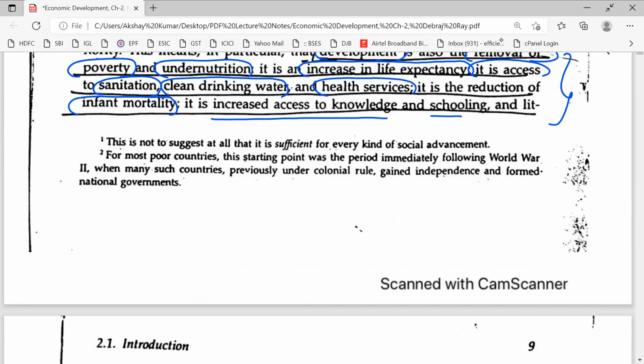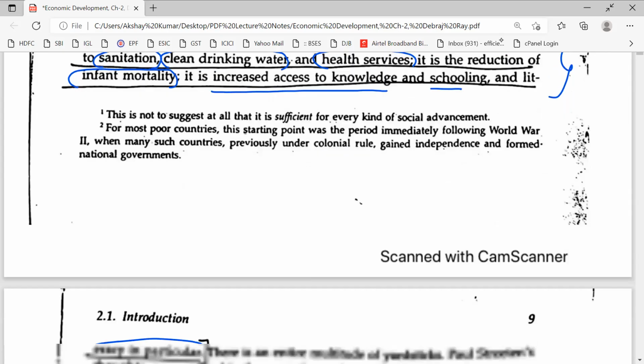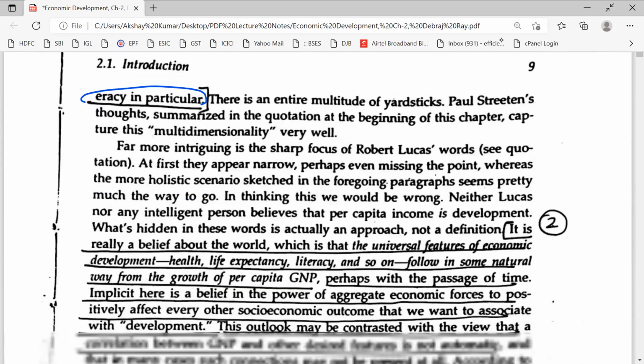And guys, on the other hand, the reverse also is important. If I say that the economy's social indicators are very good, but income is very low, then also the economy is not said to be developed. Development demands good performance on income grounds also, per capita GNP grounds also, and social indicator grounds also. We cannot compromise on one and say that the country is said to be developed. Okay, so this was the first point.